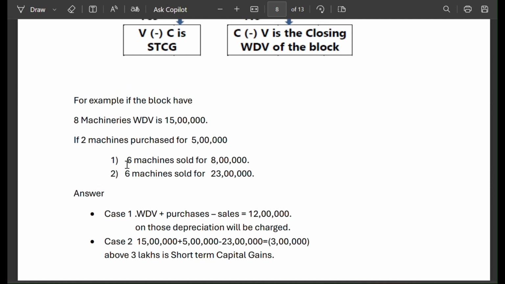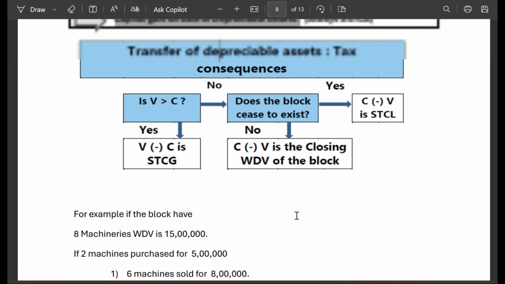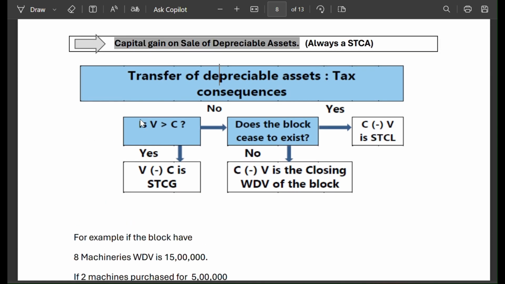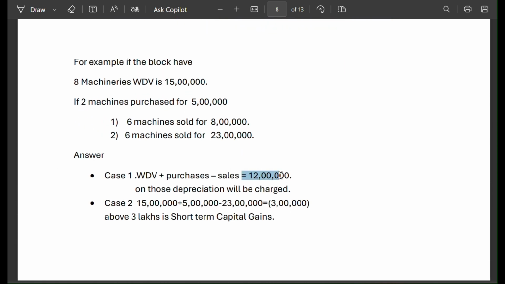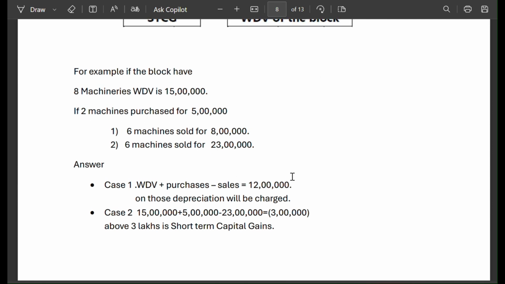If you are selling the 6 machineries for 8 lakhs, in that case the remaining WDV is 12 lakhs. On these 12 lakhs, you charge the depreciation under section 32. For simple understanding of the topic, if the sale value is more than the WDV of that block, then the entire amount, the capital gain, is chargeable as short term. And if the block does not exist, if we sold all 10 machineries, then this 12 lakhs is a loss for us, right? If there are no assets in the block, what is the meaning of the remaining 12 lakhs? Obviously it is a loss.